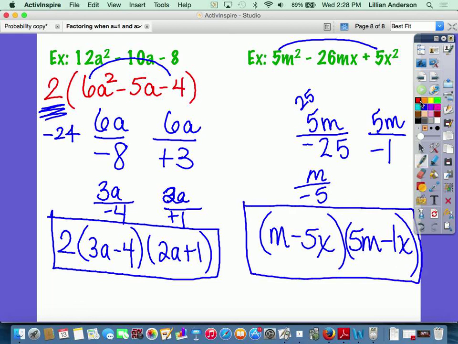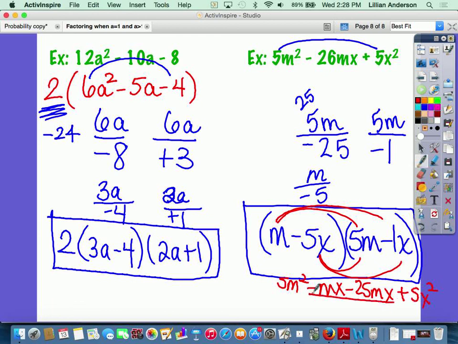Don't forget you can FOIL to check this. So we're going to FOIL on this last one. M times 5m is 5m squared. M times negative 1x is a negative mx. Negative 5x times 5m is a negative 25mx. And the last term, negative 5x times negative 1, is a positive 5x squared. Combine like terms, and you get your original problem.